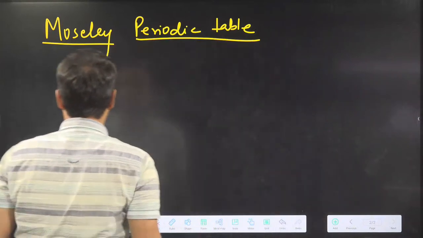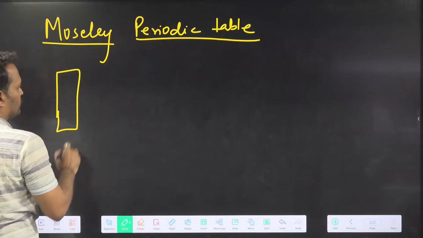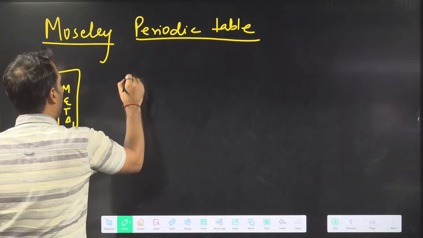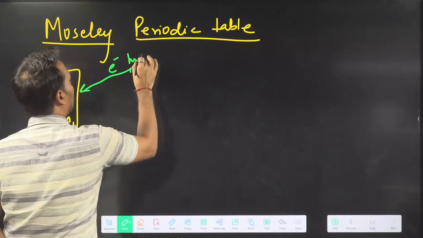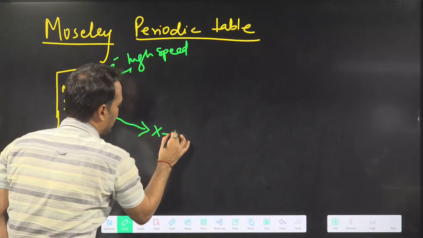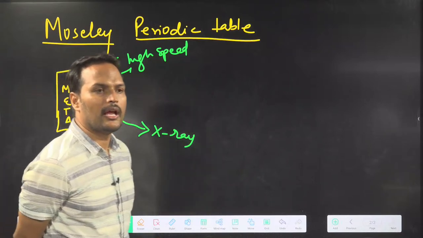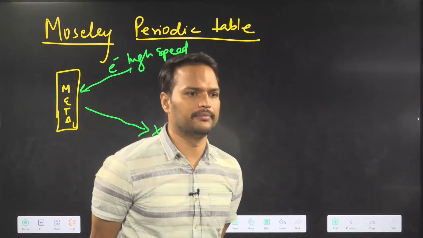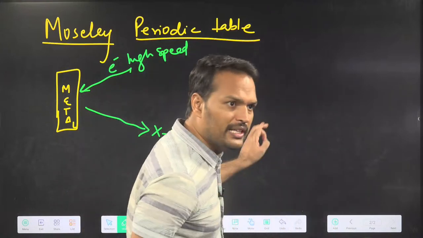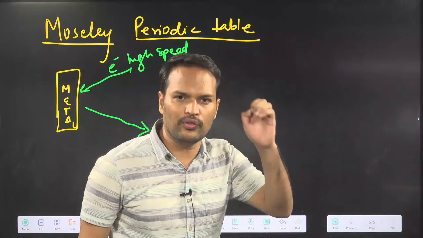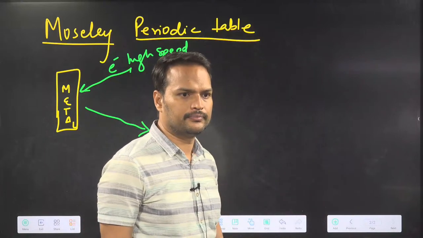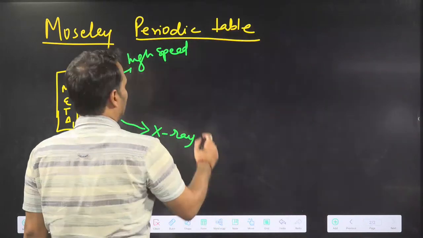What Moseley did, he took a metal plate. Different metals. And bombarded it with high speed electrons. What came out is your X-ray. And he plotted some graph. Okay? He plotted the graph. This question they will ask you. Listen carefully. They will ask you which graph is a straight line and which is not a straight line.